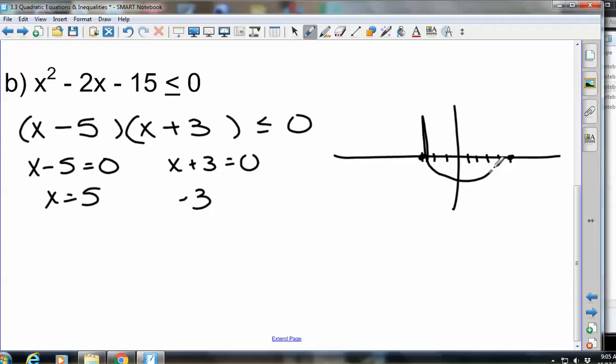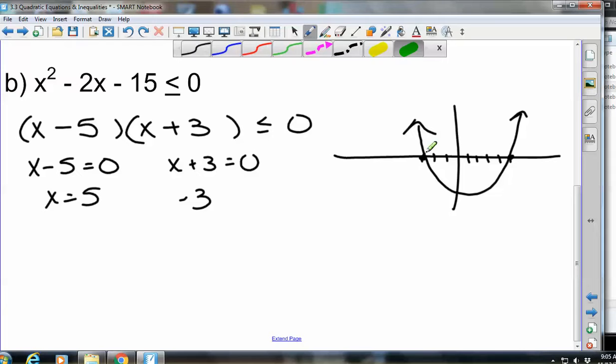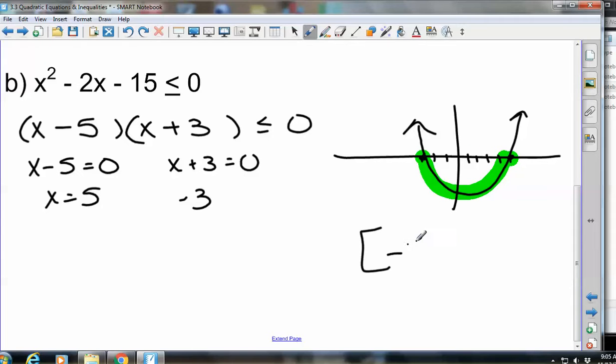This one opened up because it was a positive x squared. If I can grab where that would help. We wanted less than or equal to. So that's going to be everything between these points, including those points. So it would be bracket negative 3 comma 5. Is that okay with everyone?